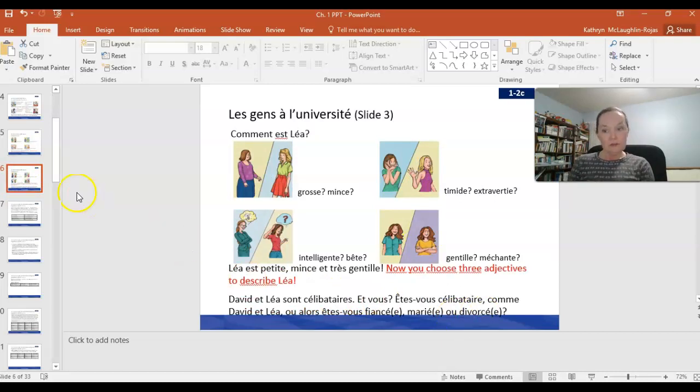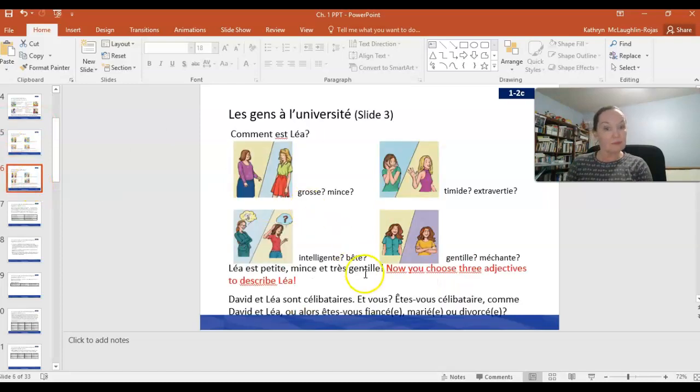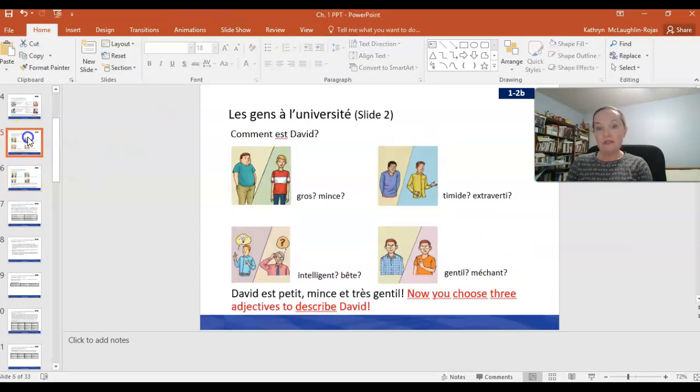Gentille. Notice with this one, for describing David, the spelling is different. There's no extra LE on the end. But the pronunciation is the same whether we're talking about a male or a female. David est gentil, Léa est gentille. The only thing that changes is the spelling. Méchante, here we're pronouncing the T and adding an E to the end, but for David, it's méchant. It ends in a nasal vowel sound.